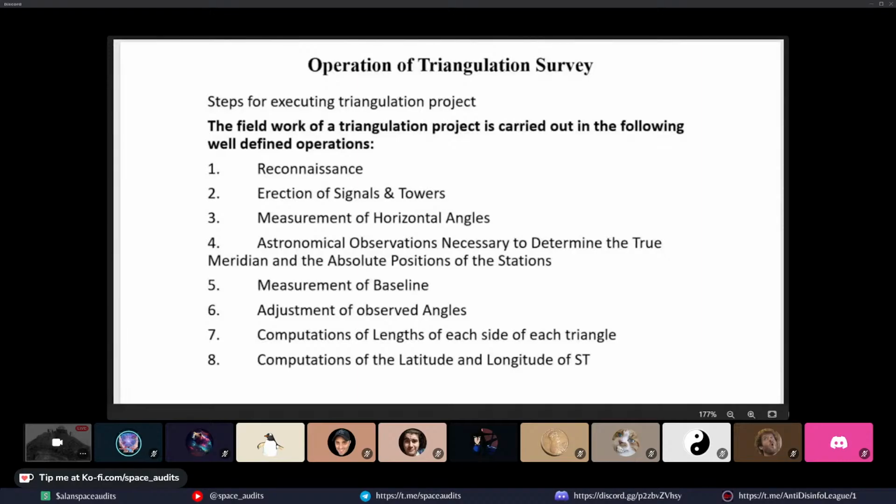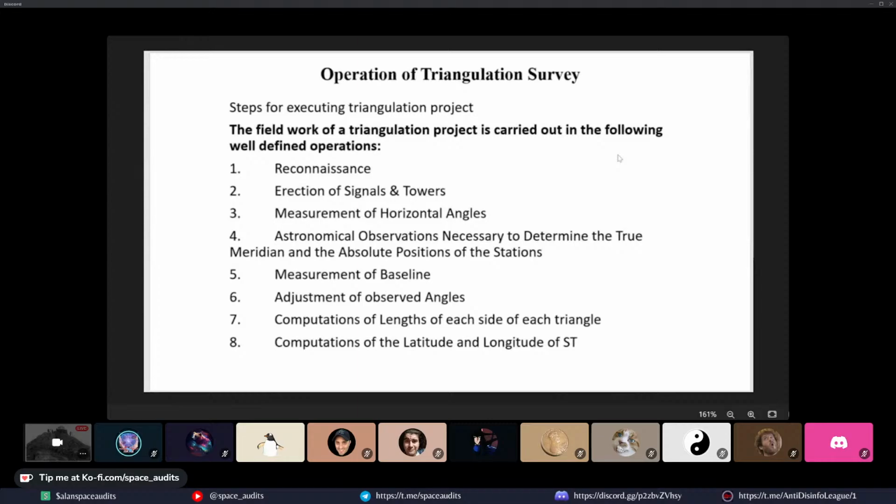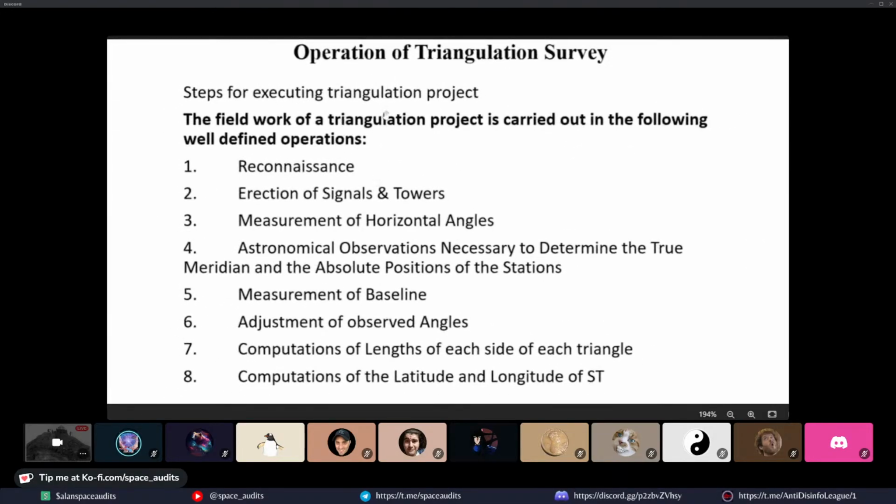And before we dive in to the American arc of the parallel, let's take a look at what we can expect to find from the basic steps of what they were trying to accomplish, right? So the fieldwork of the triangulation project is carried out with reconnaissance, correction of signals and towers, measurement of horizontal angles, dropping plumb bobs, perpendicular measurements, astronomical observations necessary to determine the true meridian and absolute position of the stations, measurement of the baseline, adjustment of the observed angles, computations of lengths of each side of the triangle, and finally, my favorite part, the computations of the latitude and longitude.